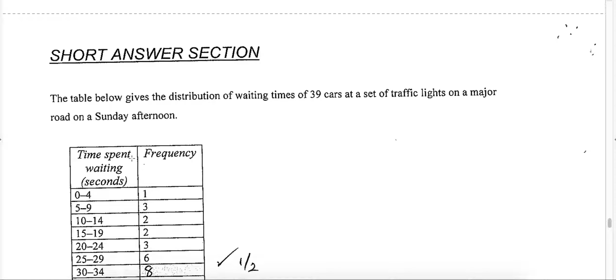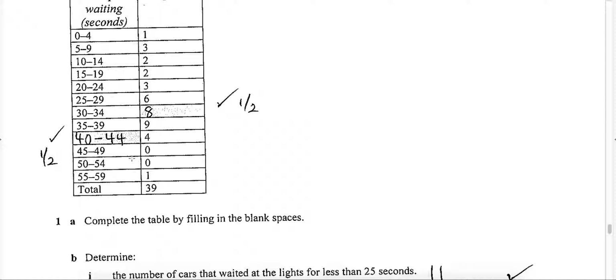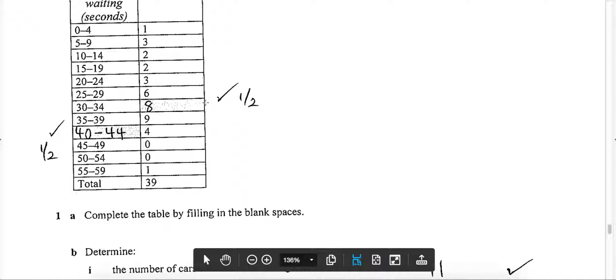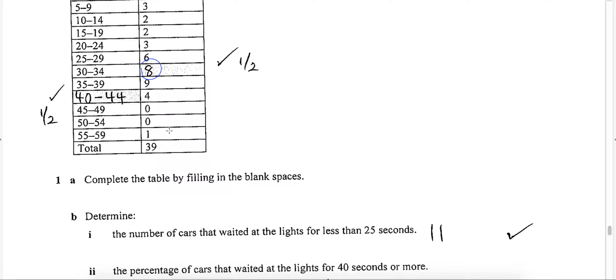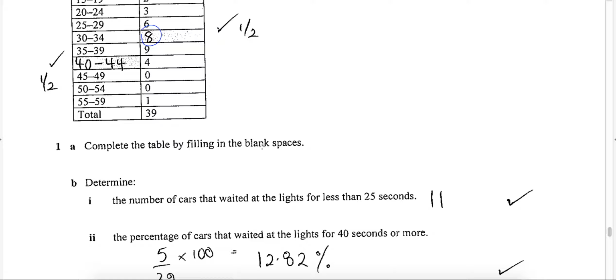Okay, so moving on to the short answer section. A lot of this was done really, really well. Some people wrote the answer down here rather than filling in the gap. Please follow the instructions always. You were asked to complete the table, so you needed 8 and you needed 40 to 44 in this section here. You'll see on the side here I've just got mark allocation. So if you're wondering what everything was worth, I just went with half a mark for each of these.